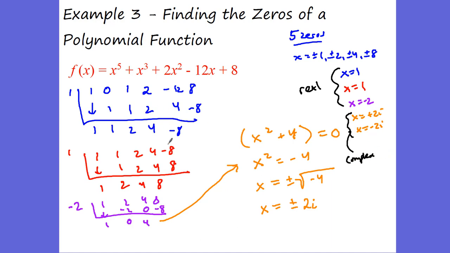So you're going to try to do some synthetic division, and then once you get down to your x squared, your quadratic, you can try to do some factoring to find out the rest of them there. Okay, that was example 3, finding zeros of a polynomial function.